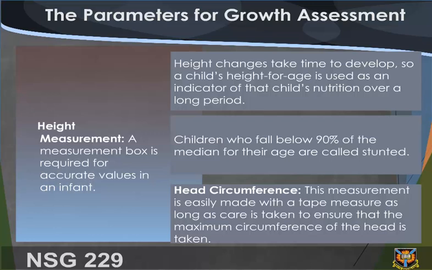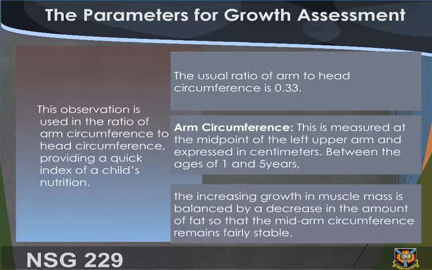Head circumference. This measurement is easily made with a tape measure as long as care is taken to ensure that the maximum circumference of the head is taken. This observation is used in the ratio of arm circumference to head circumference, providing a quick index of a child's nutrition. The usual ratio of arm to head circumference is 0.33.